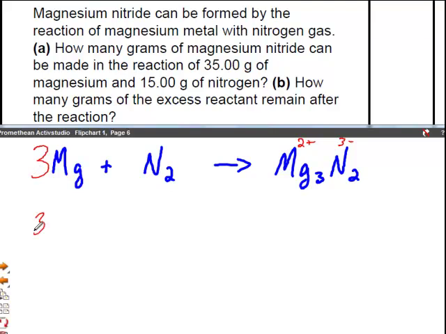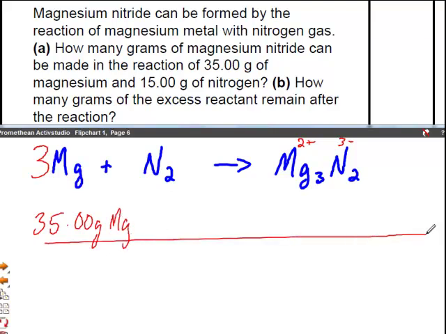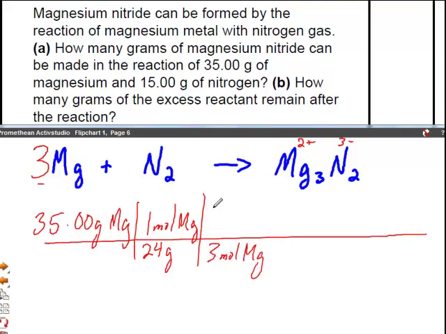If we start with 35 grams of magnesium, the first thing we want to do is we want to go to moles of magnesium. So we say that 1 mole is 24 grams. Next thing that we want to do is we want to look at the mole ratio, and there are 3 moles of magnesium per 1 mole of magnesium nitride.